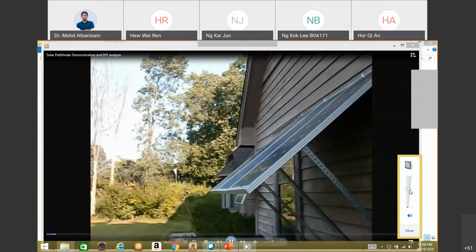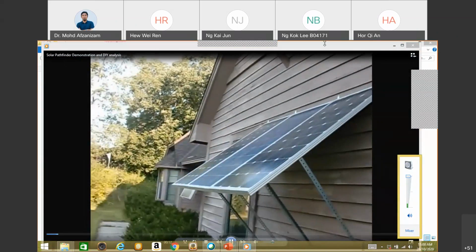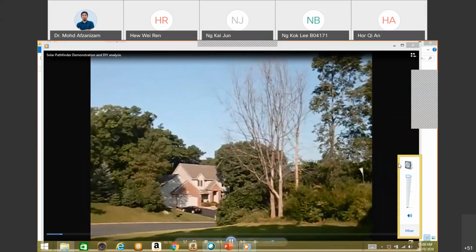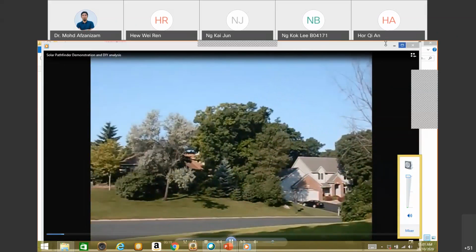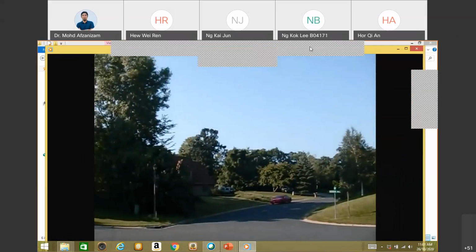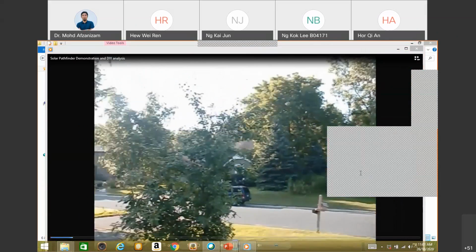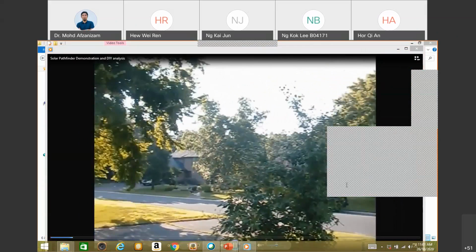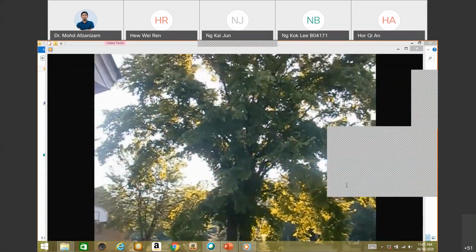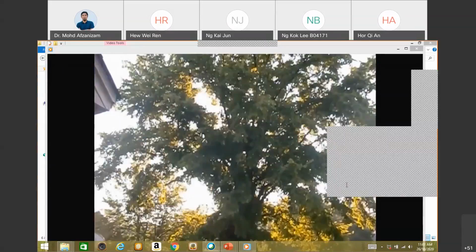All right, you can see the front of our house here. Some new solar panels. Walk around, see the trees. Nice blue sky. It's about 8 in the morning. Mailbox, a small tree, a large tree. See, the sun is behind this big tree right now.